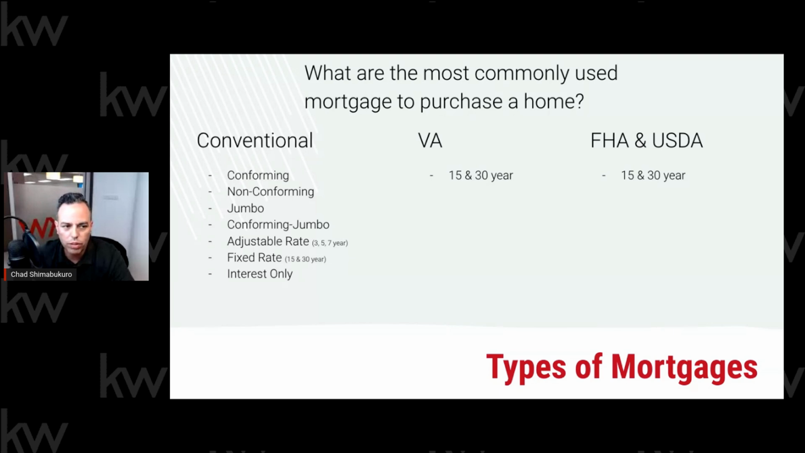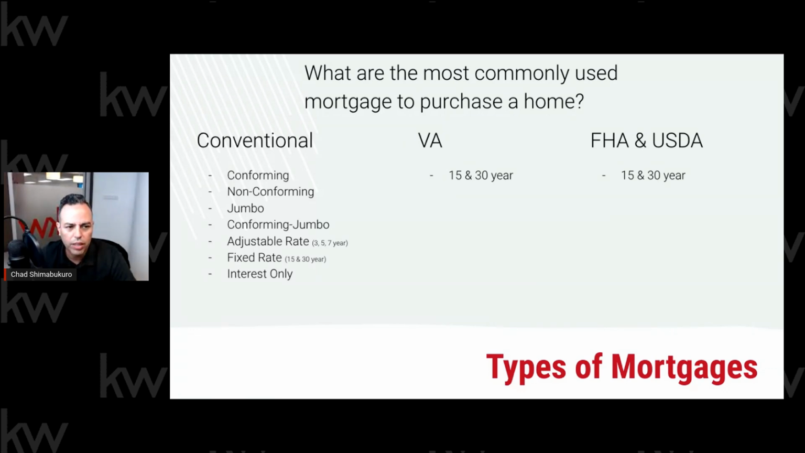Obviously, for those who qualify for it, whether you're active duty or retired military, generally speaking, those are 15 and 30-year fixed, but for the most part, by a vast majority it's 30-year fixed. There's FHA, there's USDA, VA. VA, FHA, USDA is something that we refer to as Govy or government loans because they are all backed by some sort of government entity or administration within the government.